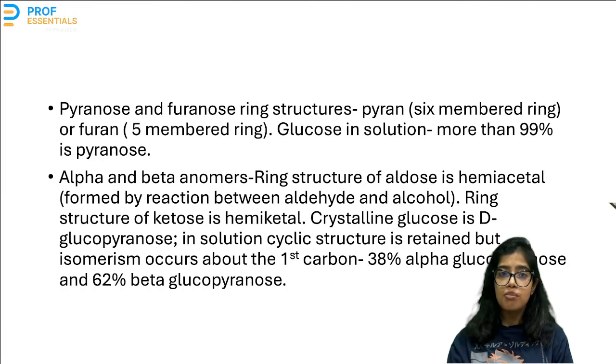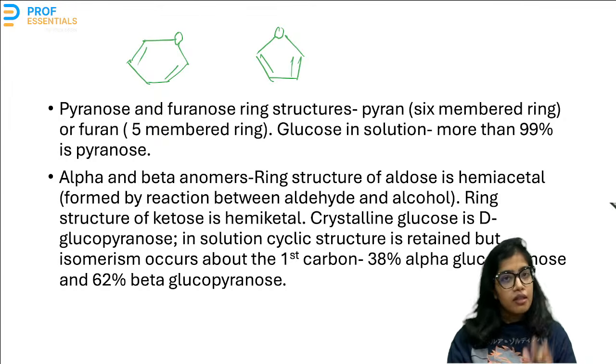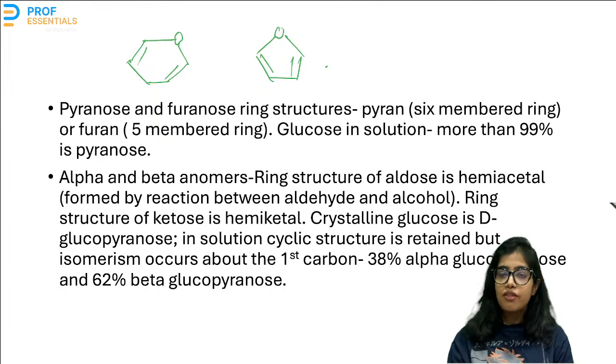Now, pyran is a 6-membered ring. It is like this. Pyran is a 6-membered ring like this, and furan is a 5-membered ring. Double bond, double bond, double bond, double bond. Got it? So this is a furanose, that is a 5-membered ring. This is pyranose, that is a 6-membered ring. You know that glucose is pyranose. Almost 99% of glucose is pyranose.